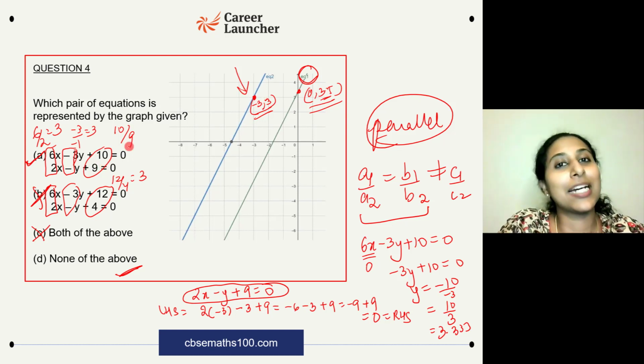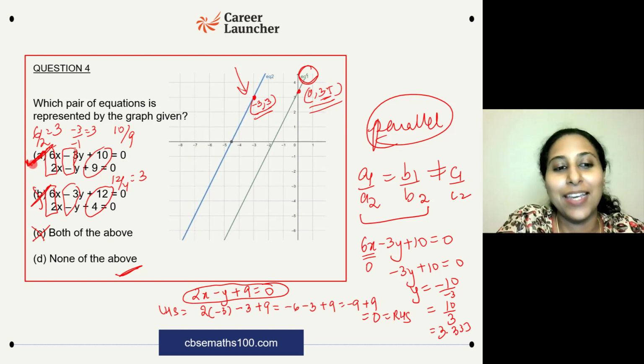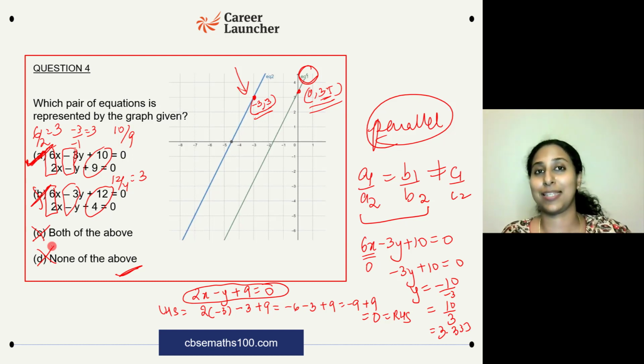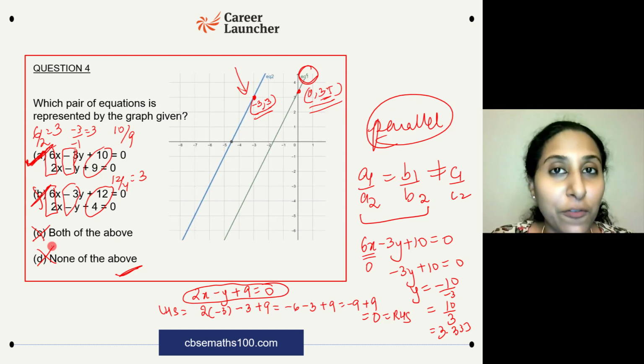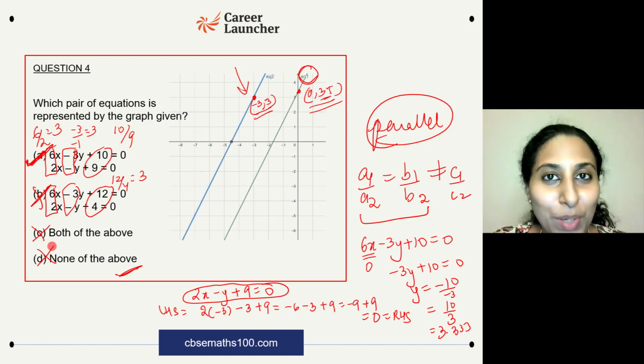So yes, we can confirm that this in fact must be the answer, option A. It won't be none of the above. Okay, so be careful about this. When you have options like none of the above, you need to confirm and verify that yes, the graph which is given is indeed the graph of the equations which are given over here.